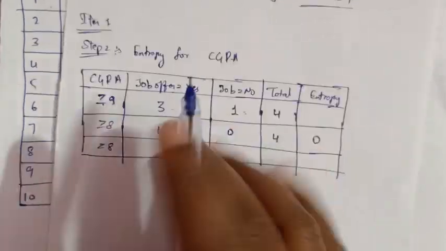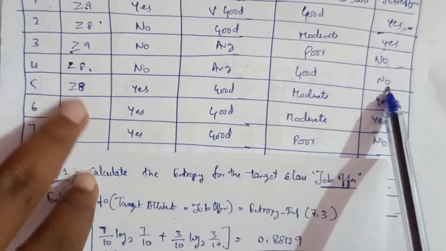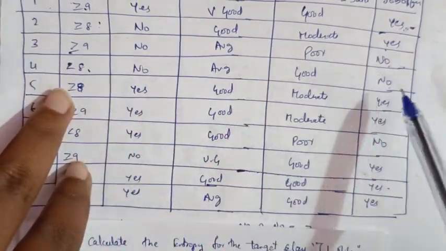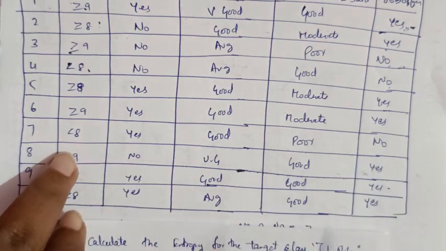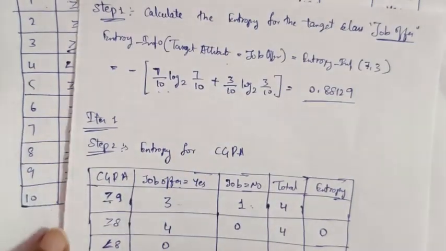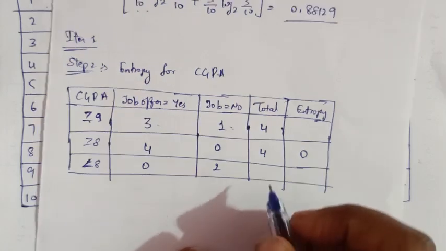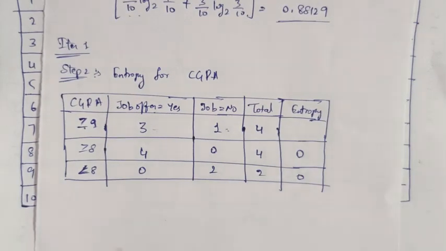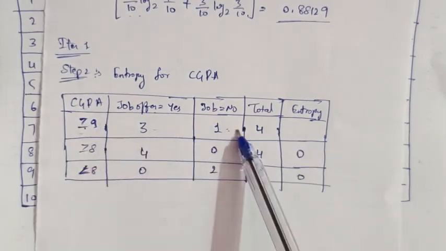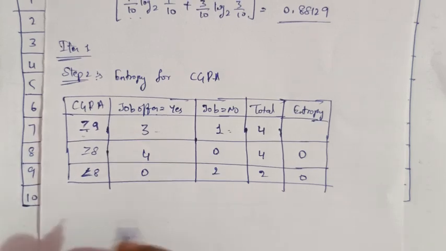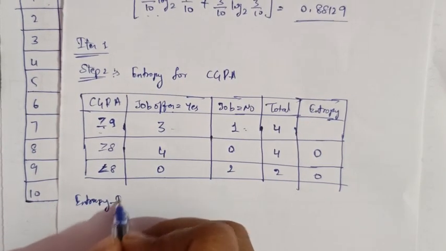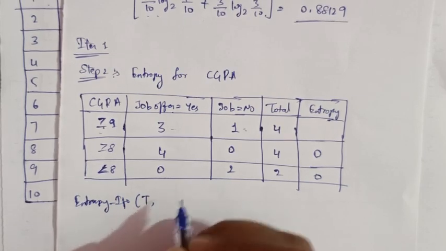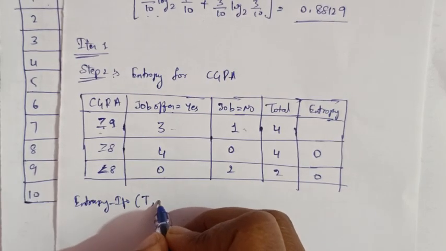Now for this instance, we have to see for yes. We don't have any yes, so it will be 0, and we have 2 no. Here we have 2 and this is 0. Now we have to calculate the entropy for this instance. In the same manner, we calculate the entropy information for our target attribute in CGPA.